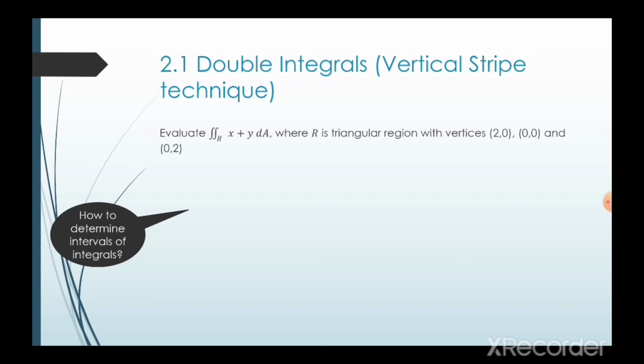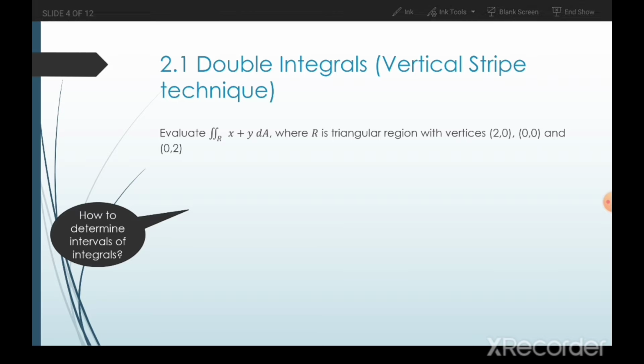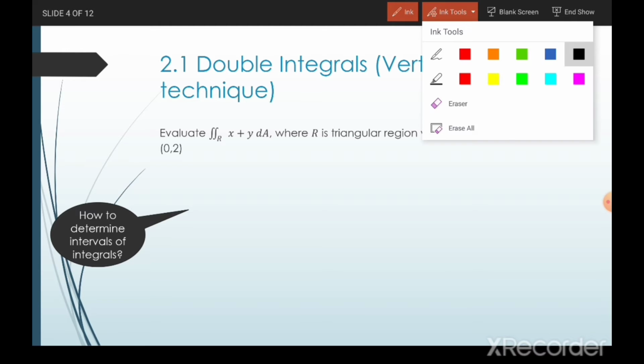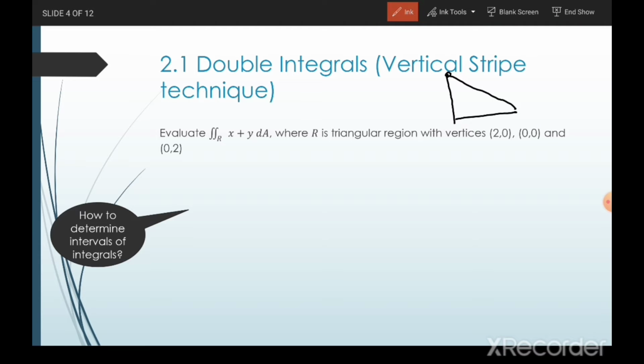Now I'll show you how to use the vertical strip technique. You need to evaluate this equation where R is a triangular region with the vertices. I draw the triangle. This is the triangle, with the points 2, 0, 0, 0 and 0, 2.